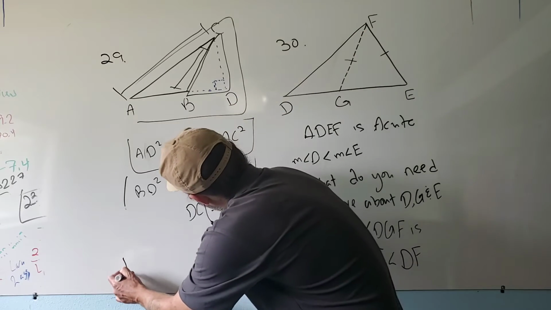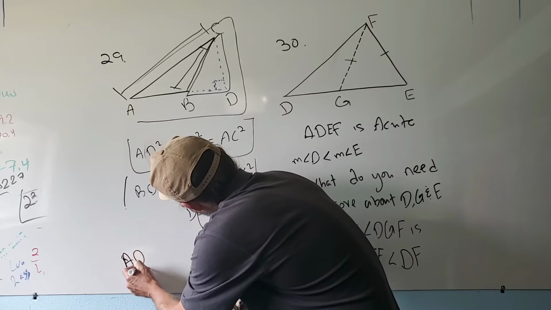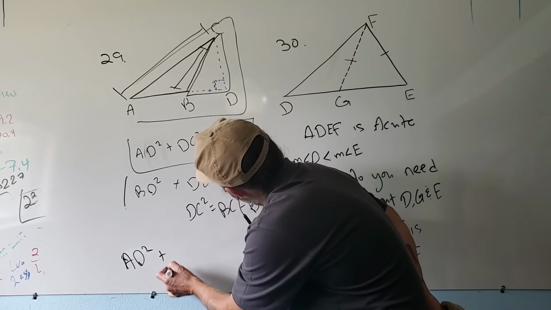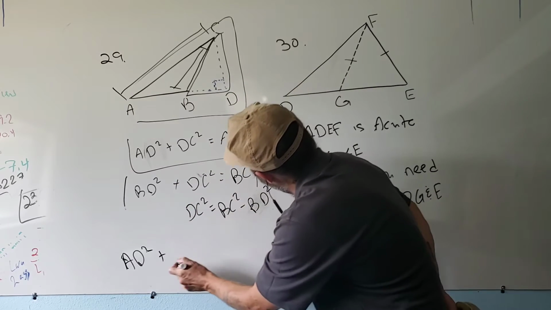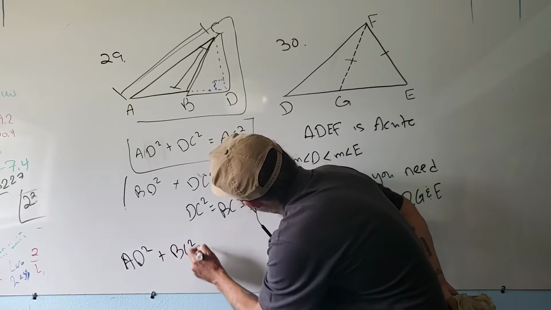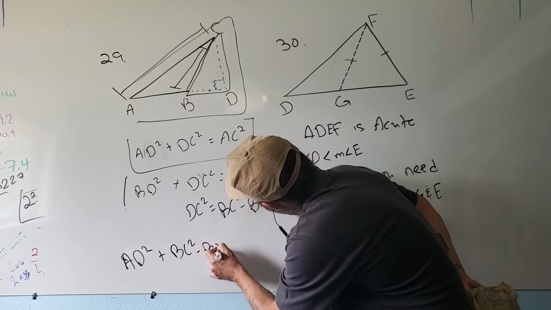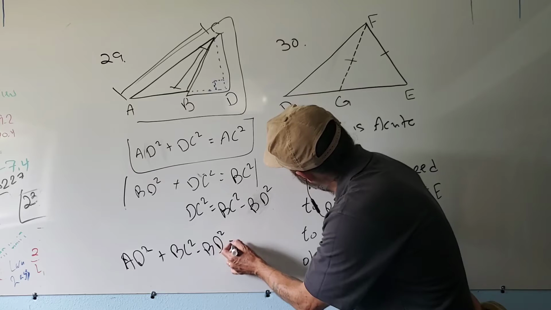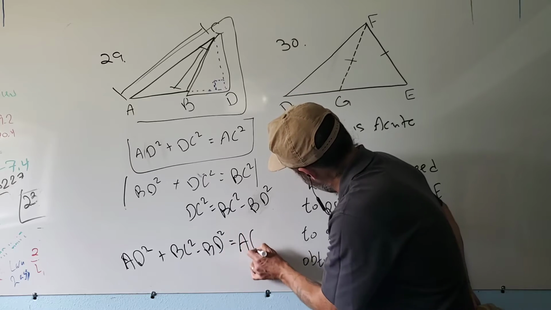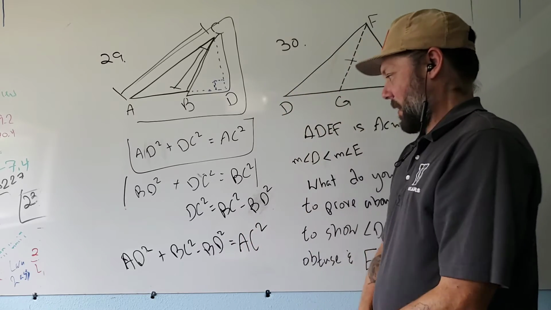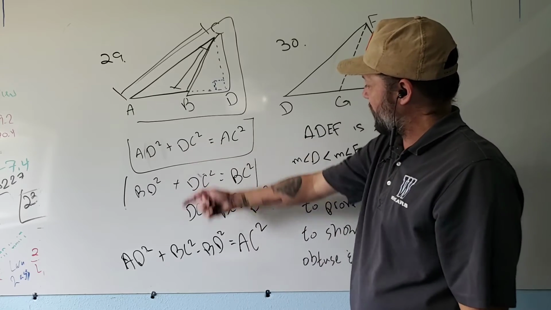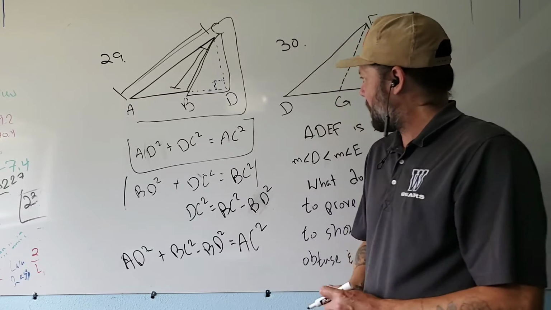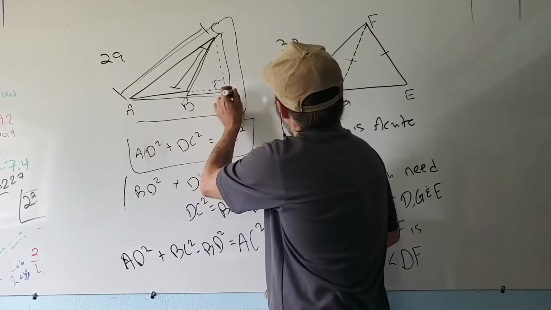So now I have the length of AD squared plus the length of, it's not DC squared, it's now BC squared minus the length of BD squared, and that's equal to the length of AC squared. Alright, so I replaced DC squared with BC squared minus BD squared. Now I want to focus on two things. I want to talk about this length right here.